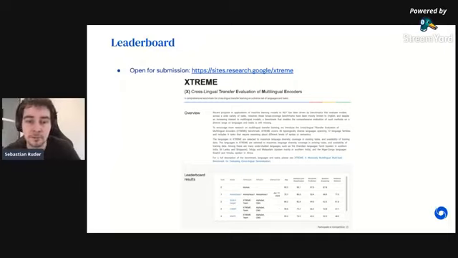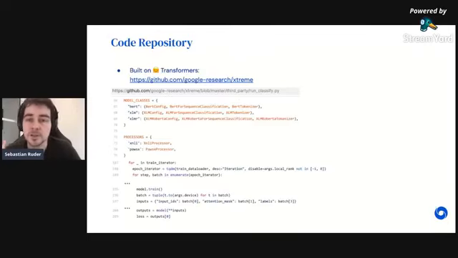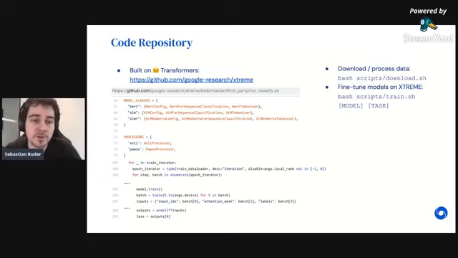And now, in case I've piqued your interest and you want to train methods or apply methods to some of these languages, you can submit your trained models to Xtreme, which has a public leaderboard. And we've also made a number of scripts available that you can use to efficiently fine-tune pre-trained models on languages or tasks that you're interested in. The scripts are built on the popular open source framework Hugging Face Transformers, and there are download and fine-tuning scripts that are quite easy to use.